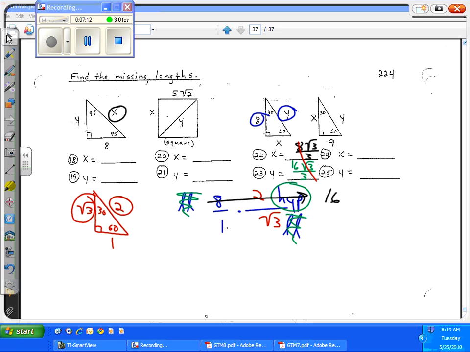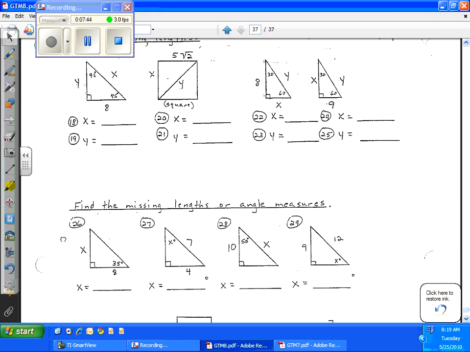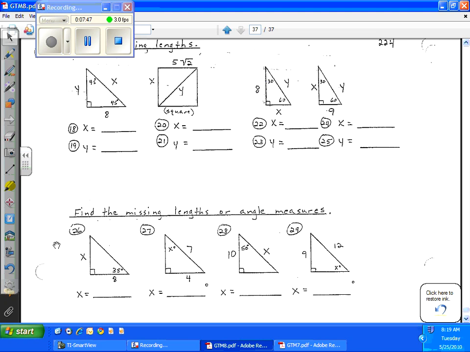So we multiply and get 16 over square root 3. We rationalize the denominator, and we get 16 square root 3 over 3. So even though there's not a formula that takes us from long leg straight to hypotenuse, we could use the dimensional analysis approach with our ratios and go straight from long leg to hypotenuse. Okay? All right. Numbers 24 and 25.